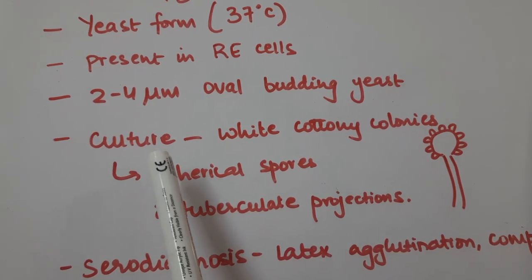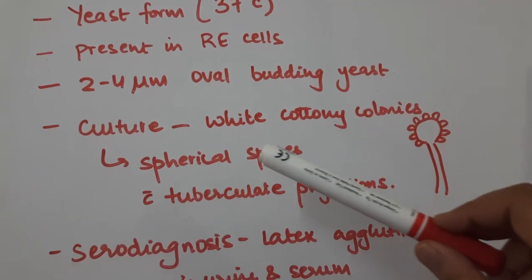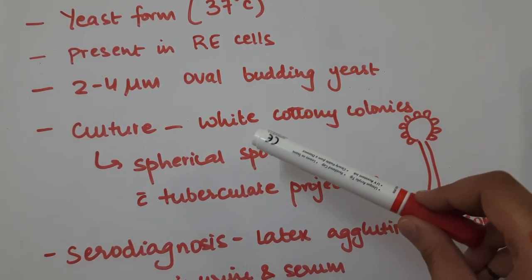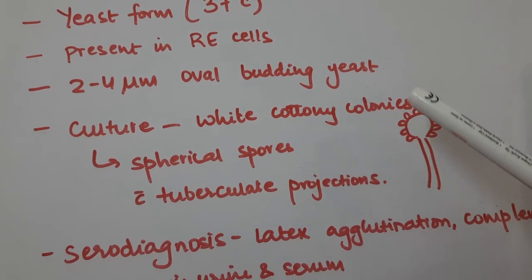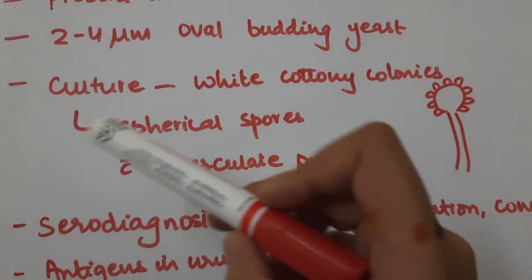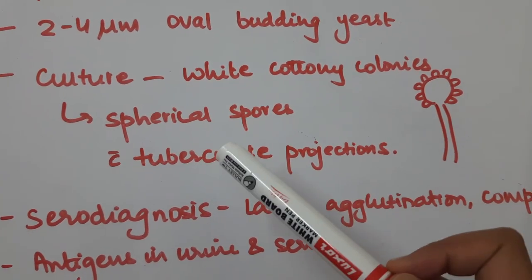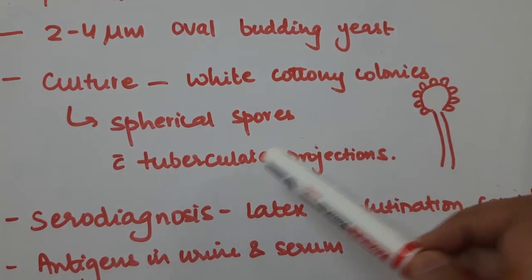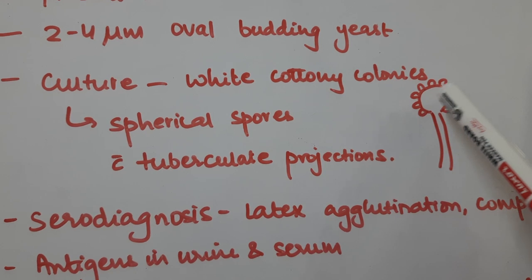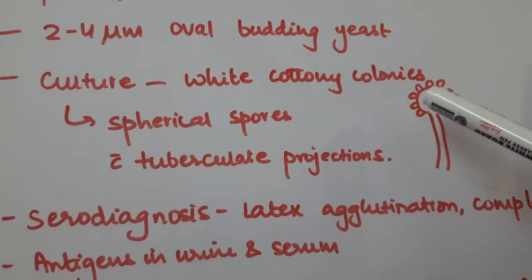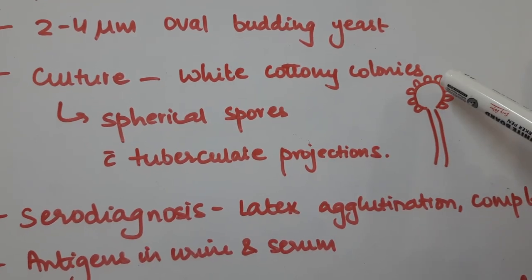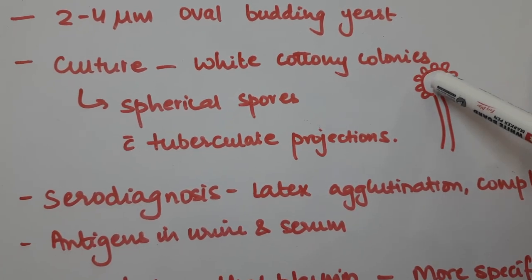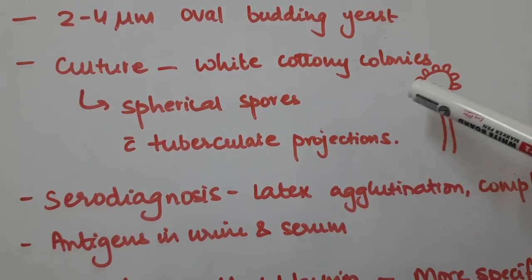We can also do a culture where we take these specimens and do a culture on Sabouraud's dextrose agar, and what we will see are white cottony colonies. If we observe these colonies under the microscopy, what we will see are spherical spores with tuberculate projections. So this is the characteristic appearance: spherical shaped spores with tuberculate projections on the surface. This is how they will appear under the microscopy.